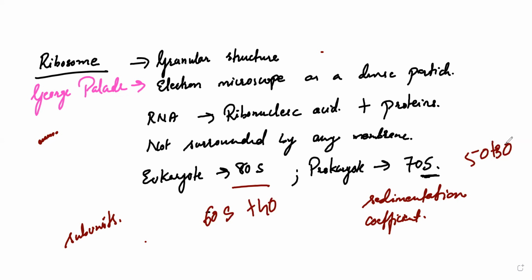Sedimentation coefficient means whenever a cell, a prokaryote or eukaryote, is centrifuged, at what sedimentation rate does it settle down? On that basis only, it's the 80S and the 70S. So there is a larger subunit as well as a smaller subunit. Okay, so mostly protein synthesis is the function of the ribosomes.